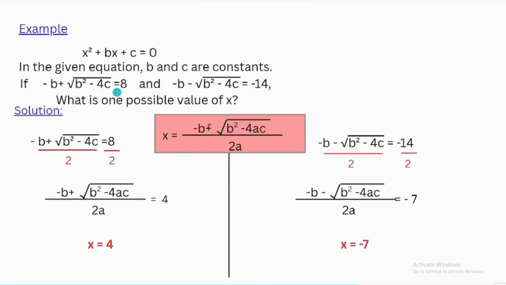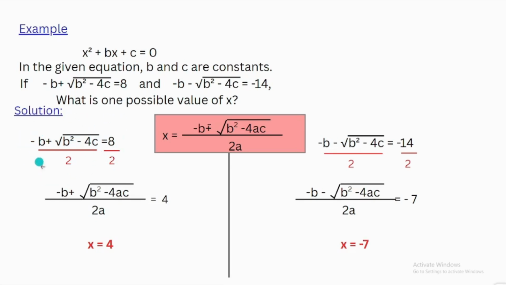The problem here gives us the numerator of the formula. This is the numerator when the sign is plus, and this is the numerator when the sign is negative. We will put the two given here, and we will divide by 2 for both sides. We will divide the numerator by 2, and the right hand side also we will divide by 2.